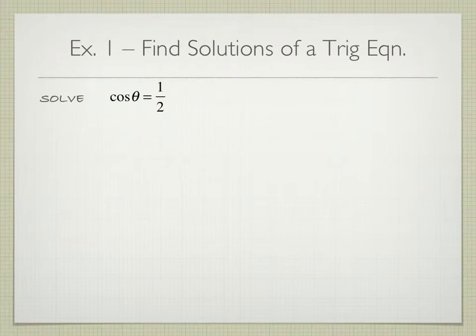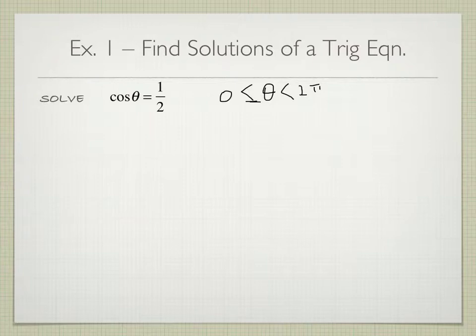Okay, so let's get started. The first example is finding the solutions of a trig equation. Okay, here it says solve cosine of theta equals 1/2. Because it doesn't say explicitly to find all possible solutions, we're going to assume that it's going to be between 0 and 2 pi. Okay, so this is going to be our restriction on our domain.